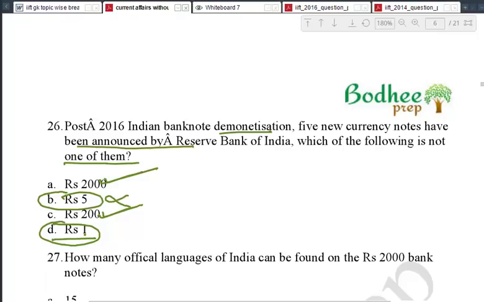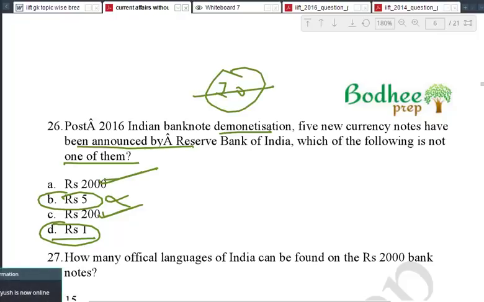Post 2016, there could be so many questions from just one event. And what is that event? The Indian demonetization. Just one simple event, and you can have almost 20 questions from that. And that covers the entire event.